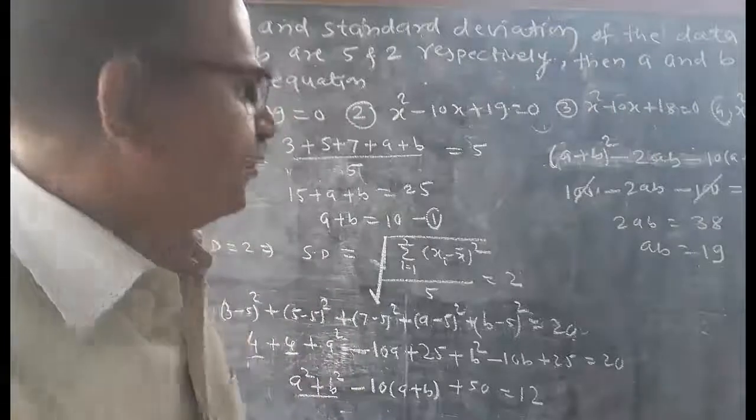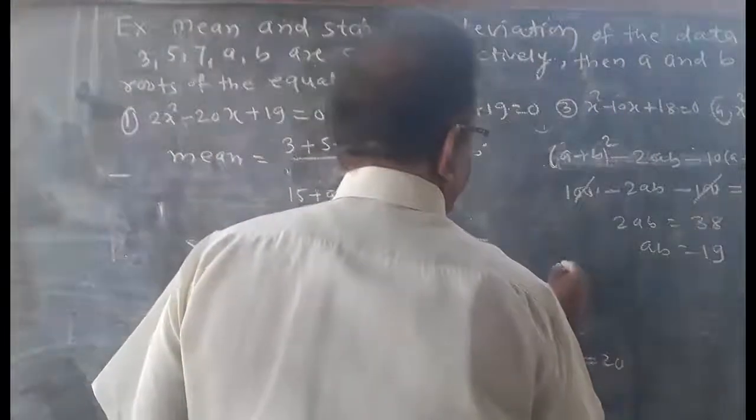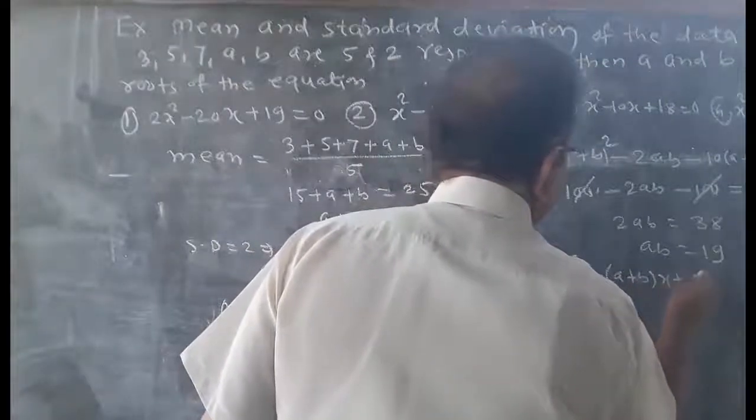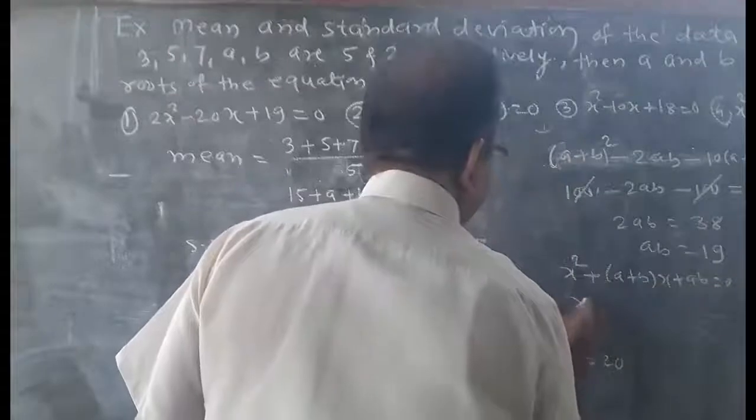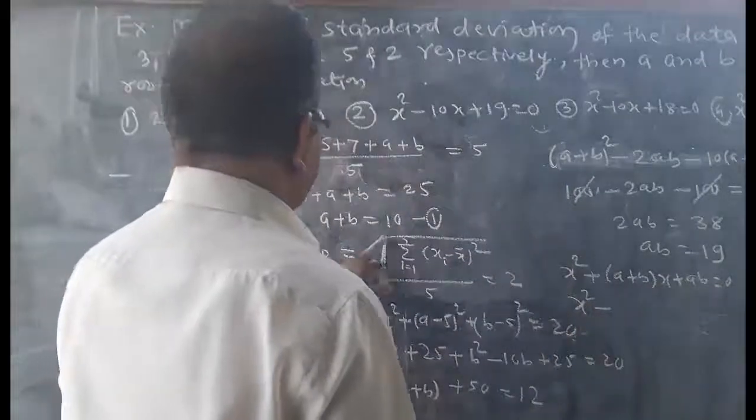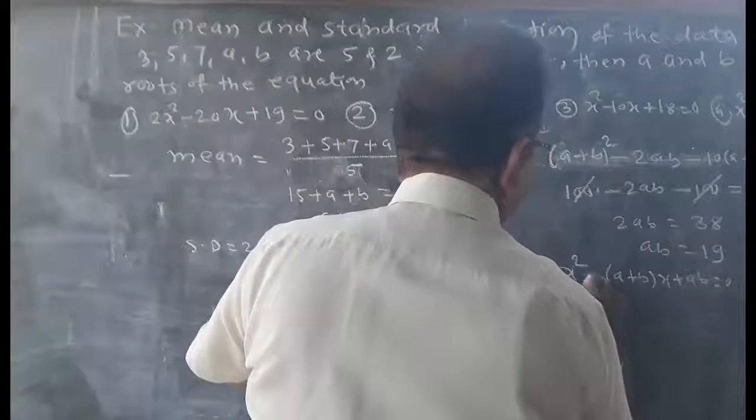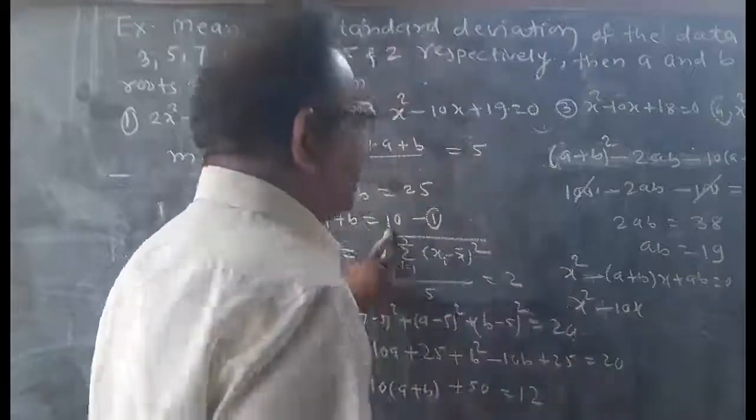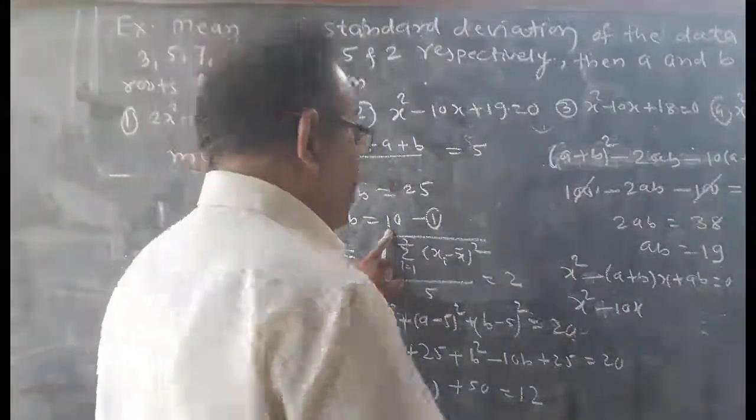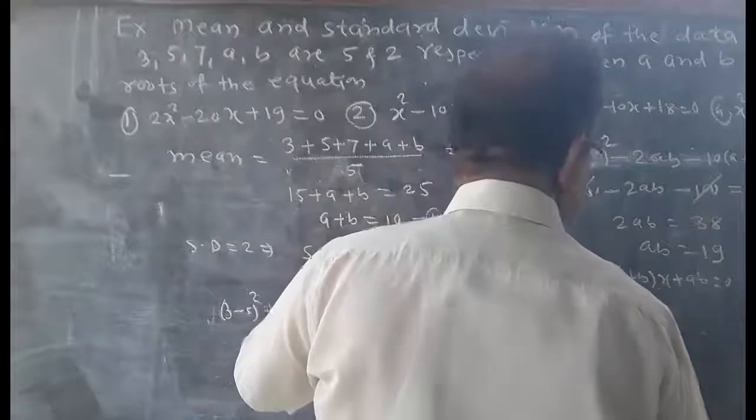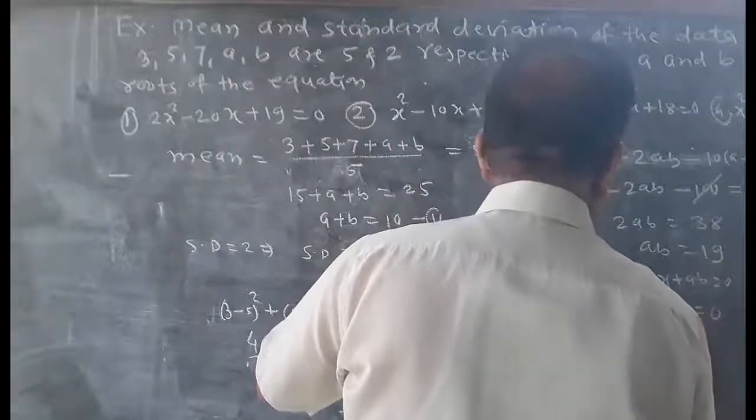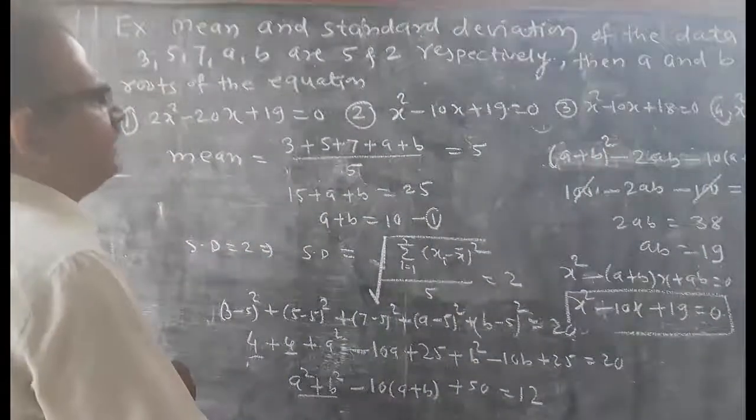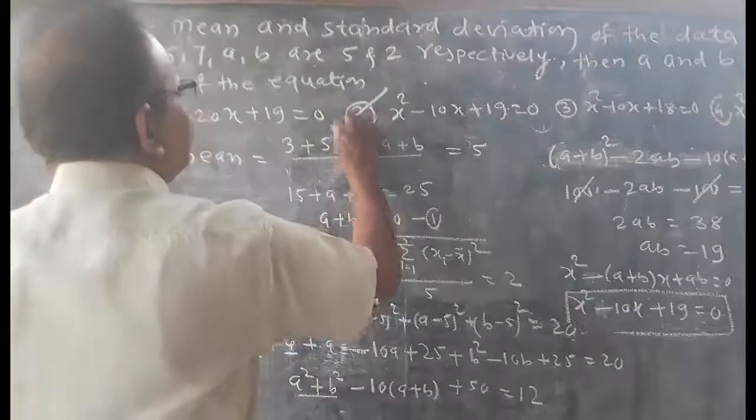a and b are roots of the quadratic equation. That's why the quadratic equation will be x square minus (a plus b)x plus ab equal to 0. Therefore, x square minus 10x plus 19 equal to 0. This is the quadratic equation, x square minus 10x plus 19, that is, second is the correct option.